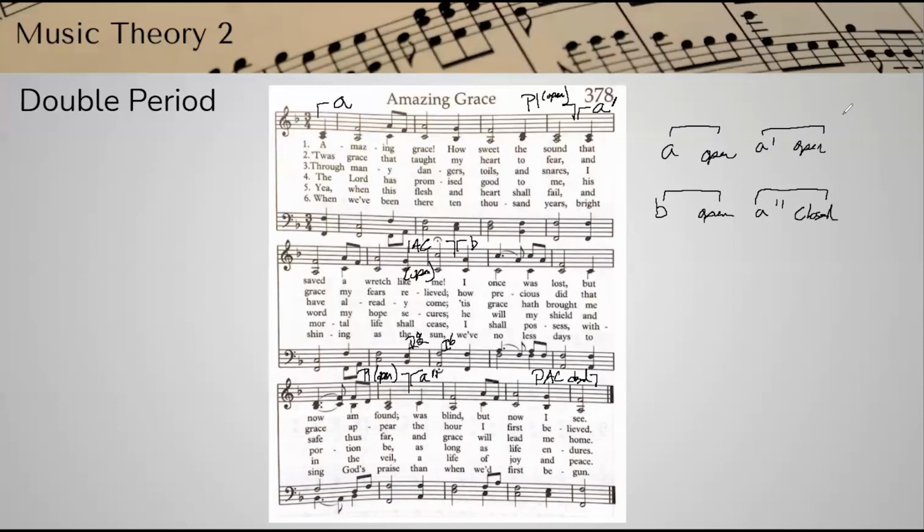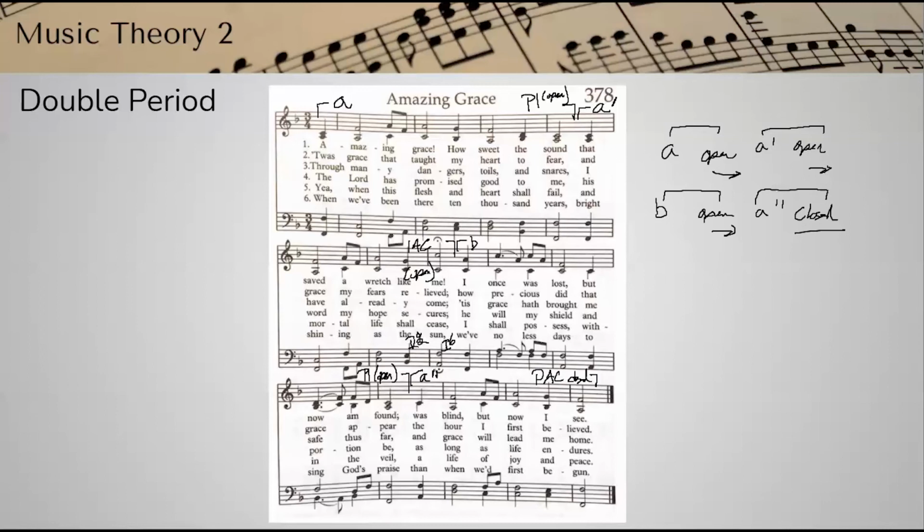So that makes this a double period because we have 2 periods, right? Well, 4 phrases, which you could divide into periods, but the first one is not a closed form, right? They keep pushing you. So at the end of each one, you keep getting pushed into the next phrase until we end on the closed phrase, okay? So that's a double period.